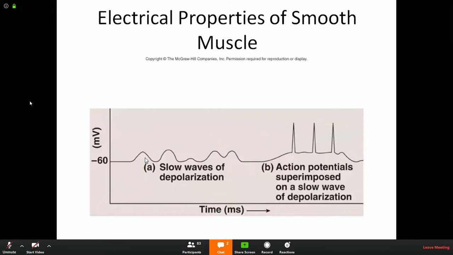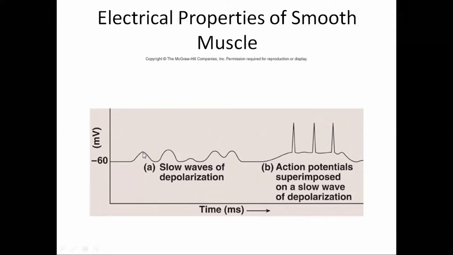Movement and secretions only occur when the smooth muscles generate action potential. When smooth muscles generate action potential, then only there is movement or secretions from the gland. So this slow undulating fluctuation in the membrane potential, this upstroke portion, is due to the influx of sodium. It must reach the threshold potential.